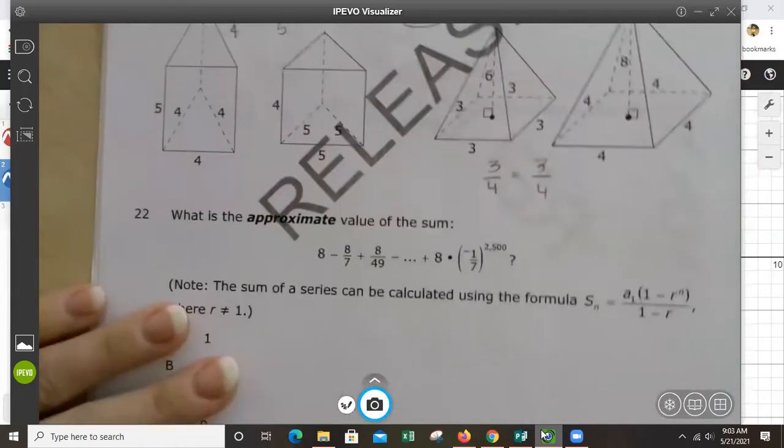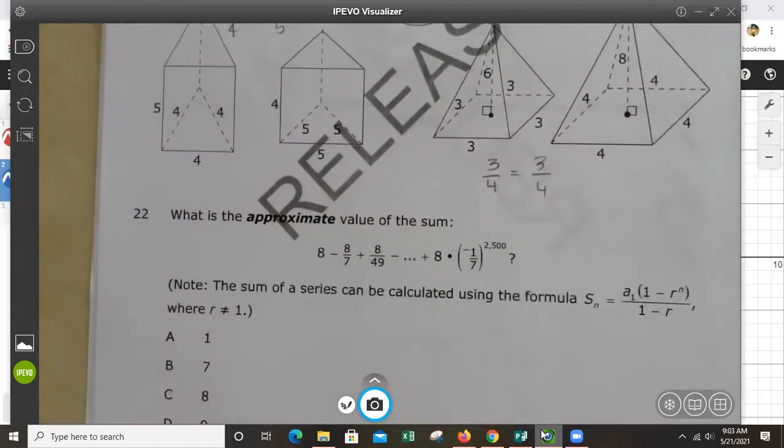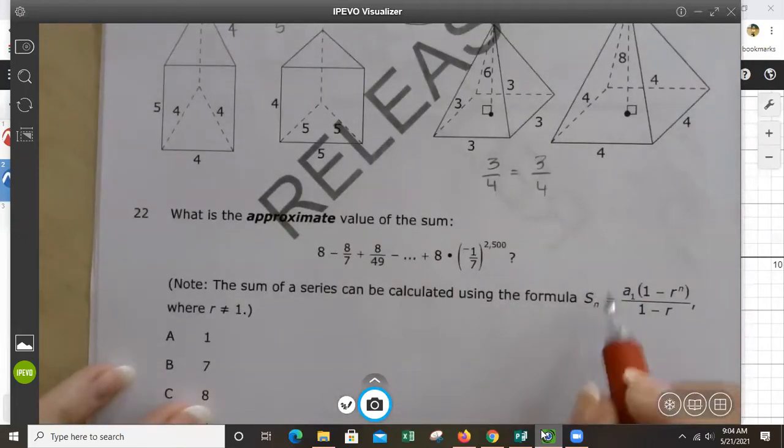22 is a very easy problem, if you know what you're looking for. Okay, if you know what you're looking for. So it says the sum of a series can be calculated using this formula. So that's what we're going to use. What is the approximate value of the sum? But they just give you all these things. This is the sum. This is what we're looking for. So S of n is not a big deal.